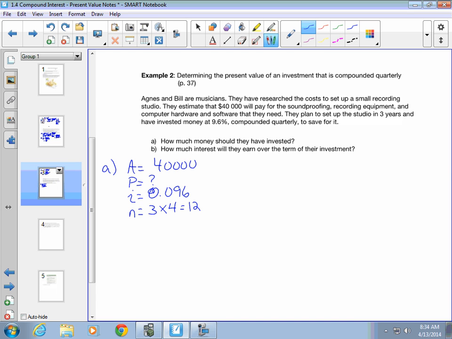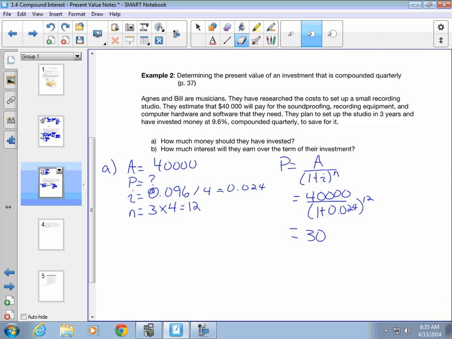So using the formula, P is equal to A times 1 plus I over N. So this is equal to 40,000 divided by 1 plus our interest rate, 0.096 divided by 4, which is equal to 0.024, to the power of 12. So that equals 30,000. Oh, I don't know why I keep wanting to put a decimal in. $30,092.66 is what they would need to invest right now.